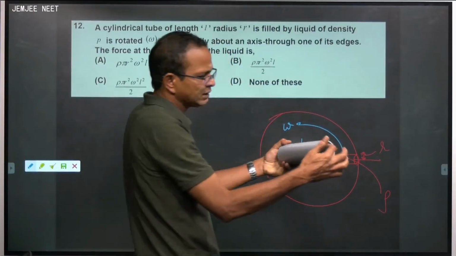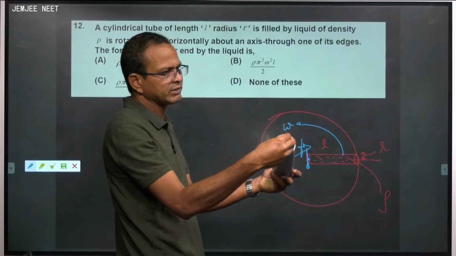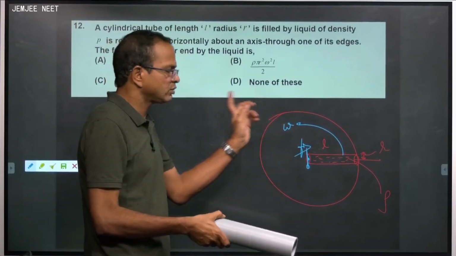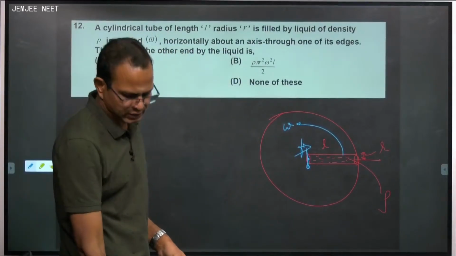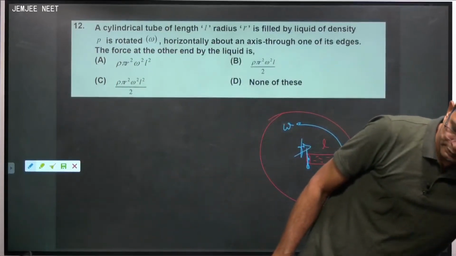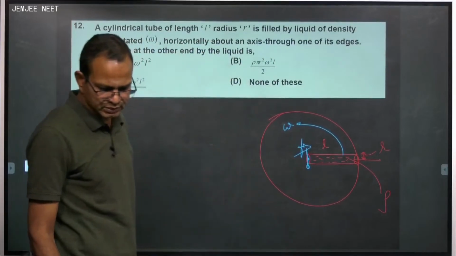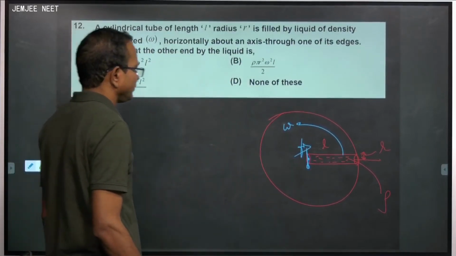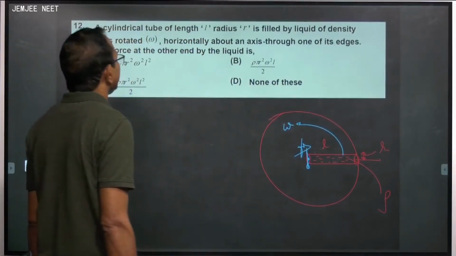Length of the pipe is L, radius of the pipe is R, filled with the liquid of density rho. About the center, it's rotated with the angular velocity omega. Come on, tell me. Sir, option C, sir. Question number 12. That's right. You made it right.